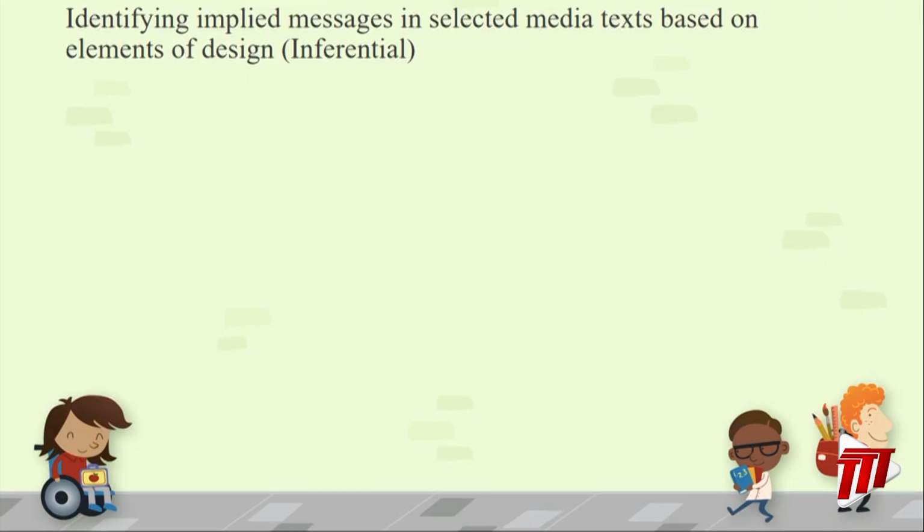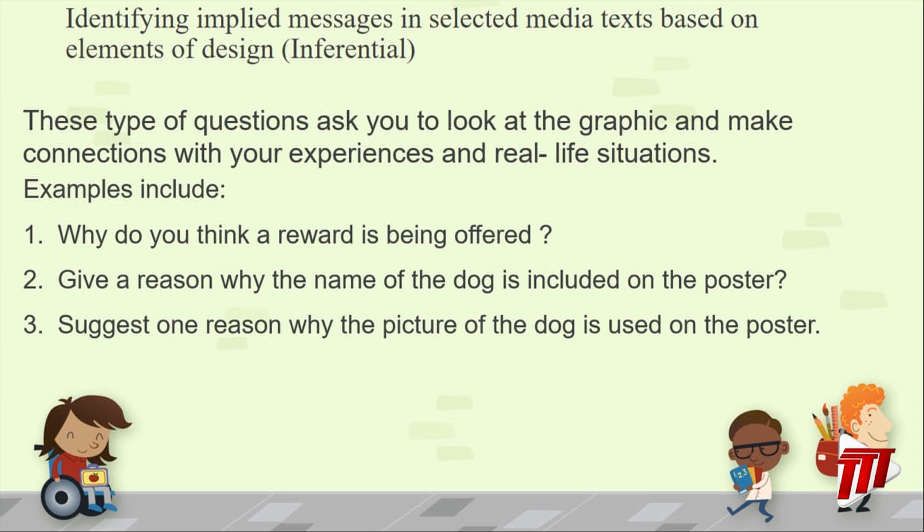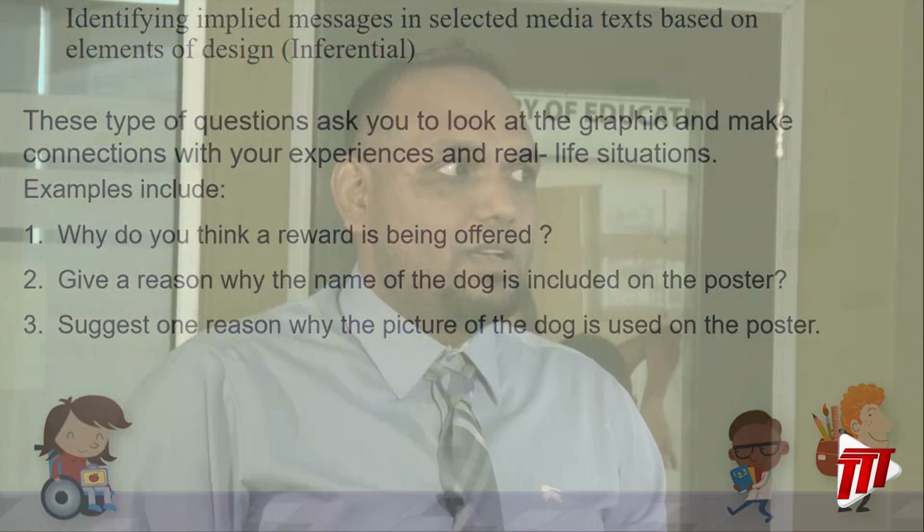These would be identifying implied messages in selected media text based on elements of design. And these would be our inferential type questions. These types of questions ask you to look at the graphic and make connections with your experiences and real-life situations. Examples include, why do you think a reward is being offered? Give a reason why the name of the dog is included on the poster. State one reason why the picture of the dog is used on the poster. So let's take a look at the graphic together with the questions and see if we can figure them out.